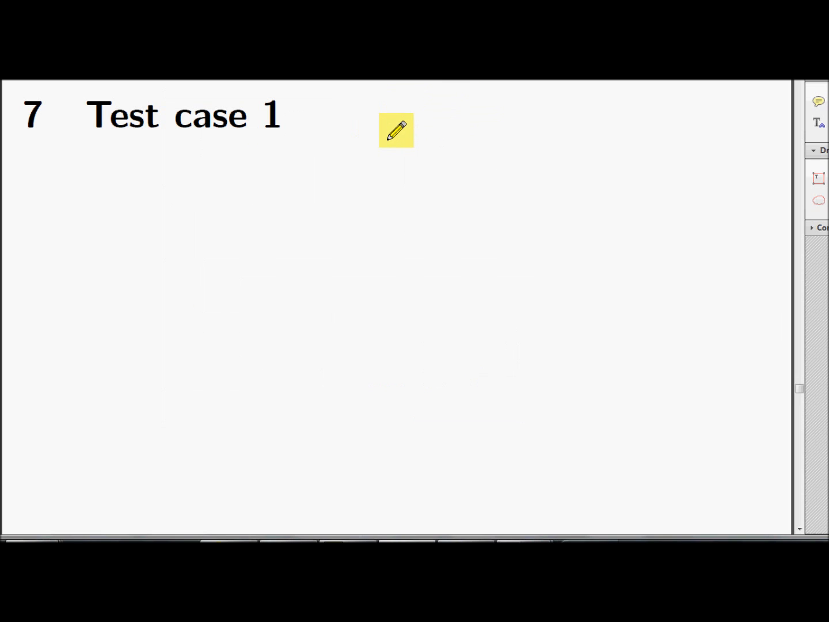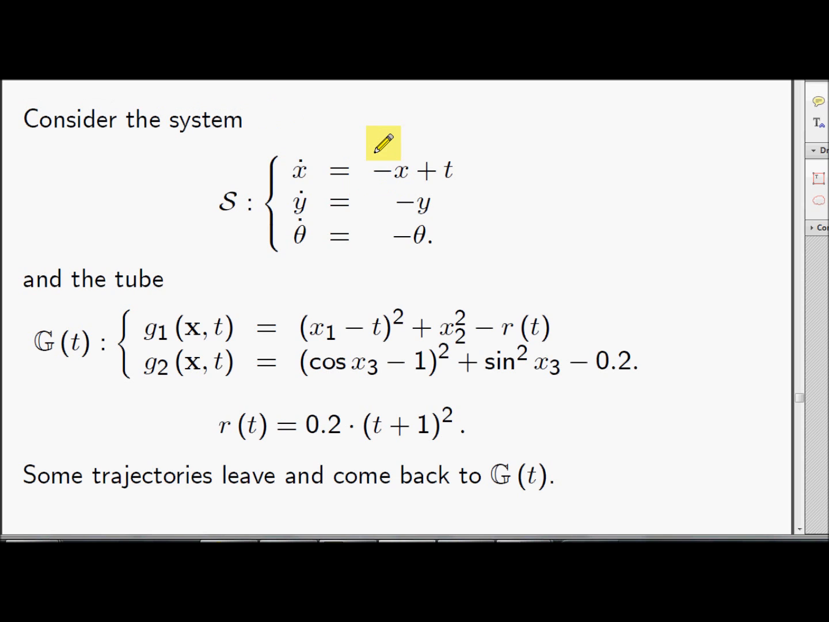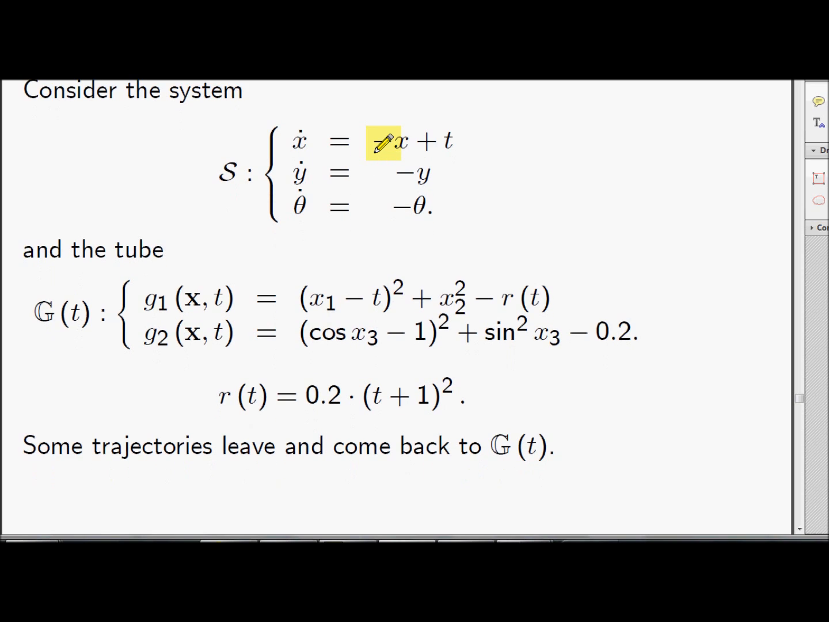Okay, let us consider a small test case. I have a test case, the same as taken before, which is described by a state equation with dependent time. I have a candidate tube as this one, and this is not a capture tube. I mean, if I take the radius which depends on time and some trajectory, we can see that some trajectories leave J, so J is not a capture tube.